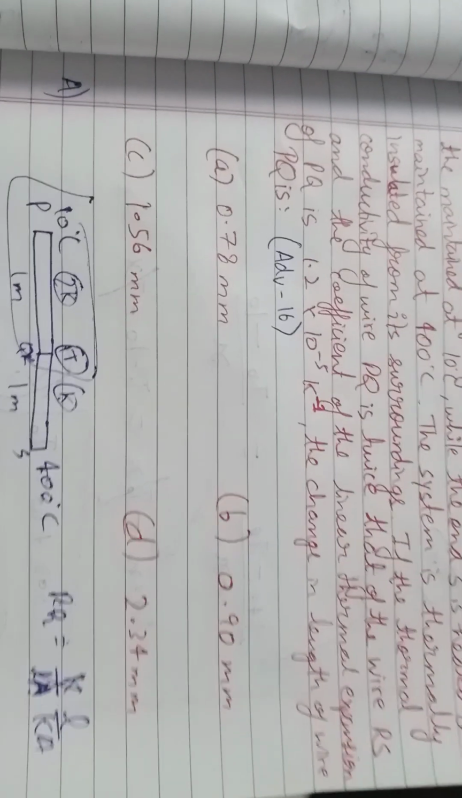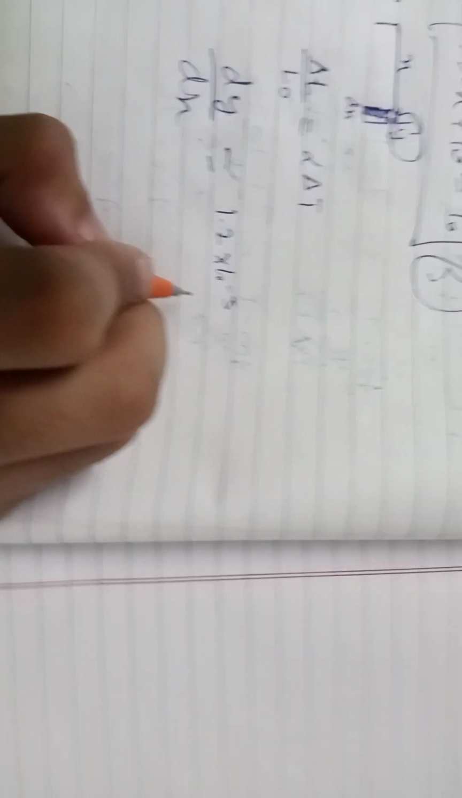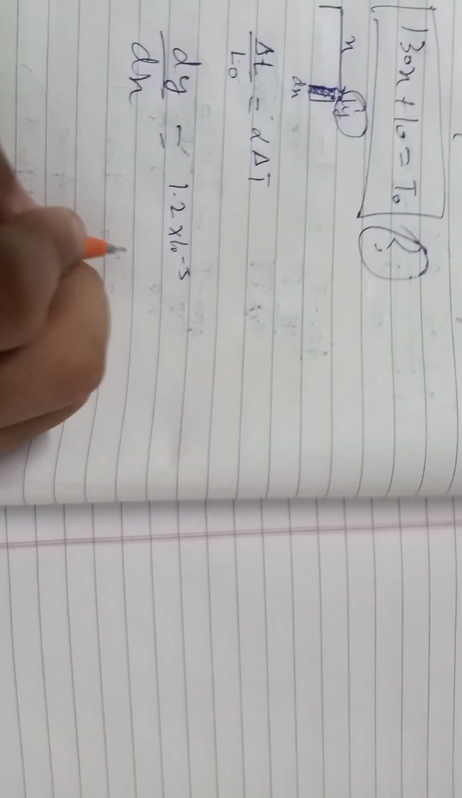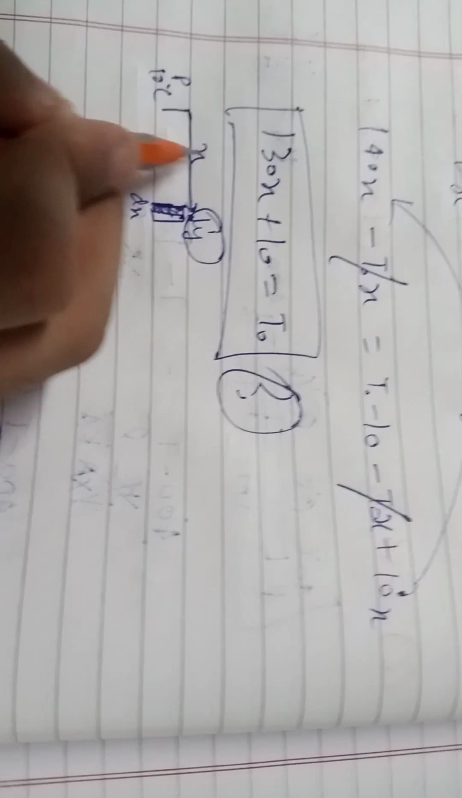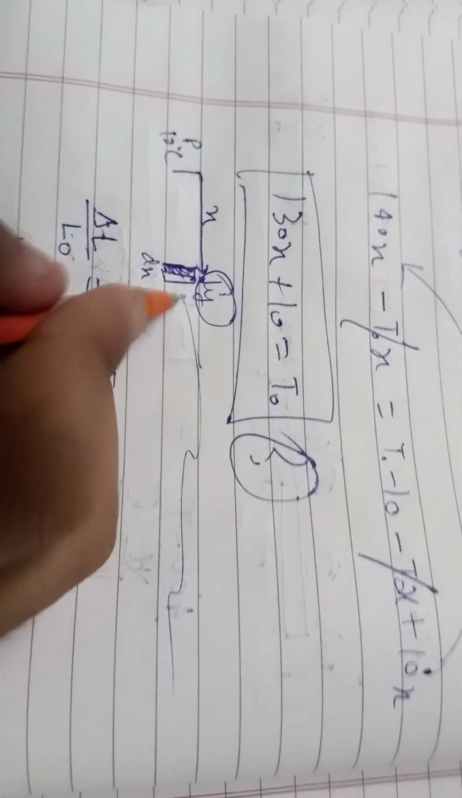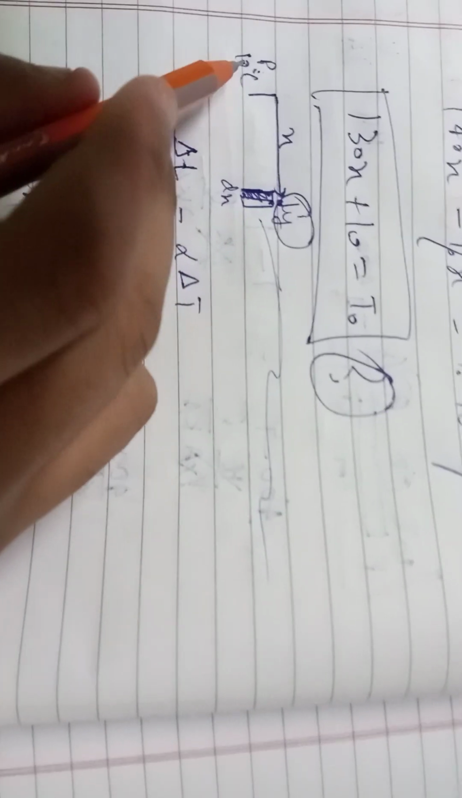Alpha we've been given, alpha in the question is given as 1.2 into 10 to the power minus 5. So we'll keep it as that, 1.2 into 10 to the power minus 5. Now delta T clearly. So here we can see that in PQ this is 10 degrees centigrade, right? Because we're taking from P direction x. So Q is somewhere here, but that will come into the equation after we integrate it.